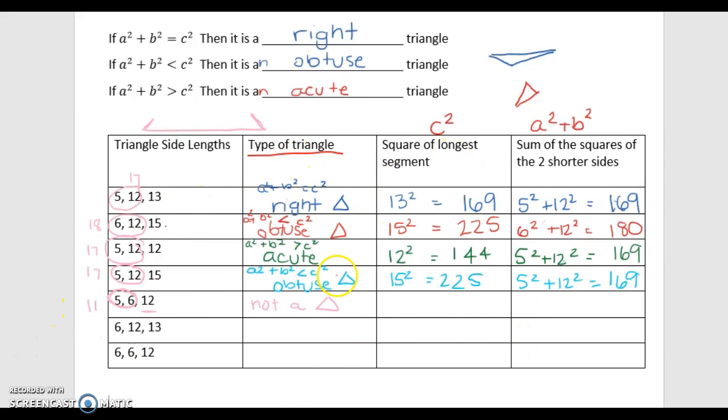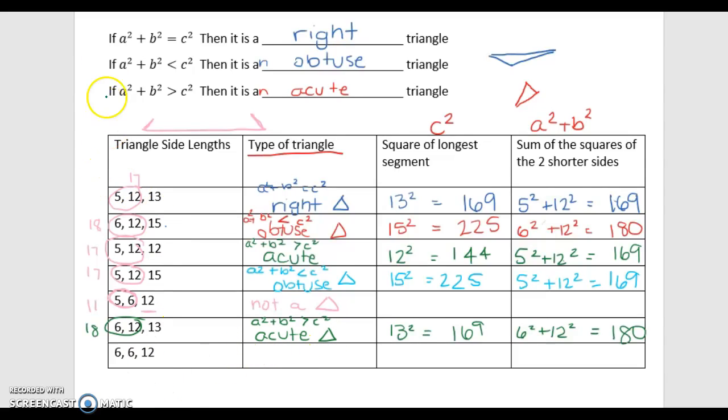Okay? So this next one, 6 plus 12 is 18, so we're good to go, and we can actually do it. So go ahead, pause the video, take a second, and figure out these squares. As you can see, a squared plus b squared is greater than c squared. So according to our little chart up here, this would be an acute triangle.